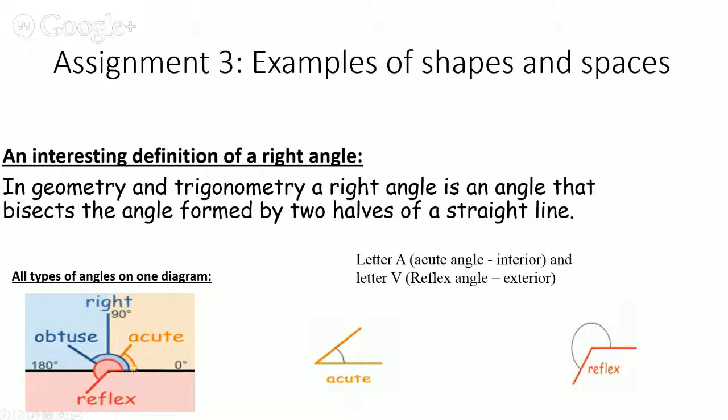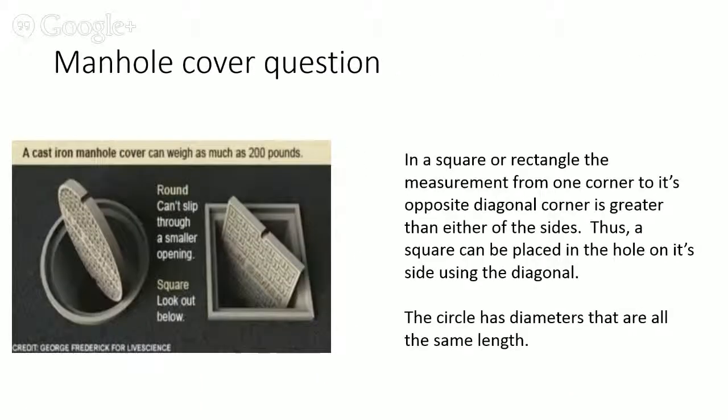This diagram is also a very interesting one because you've got the acute angle, you've got the obtuse angle, and you also have in the red the reflex angle as well. And then you also have the right angle too. And just on this one, the letter A you can use to form an acute angle, and the letter V would be used to form a reflex angle as well. There are some interesting things there about the various angles.